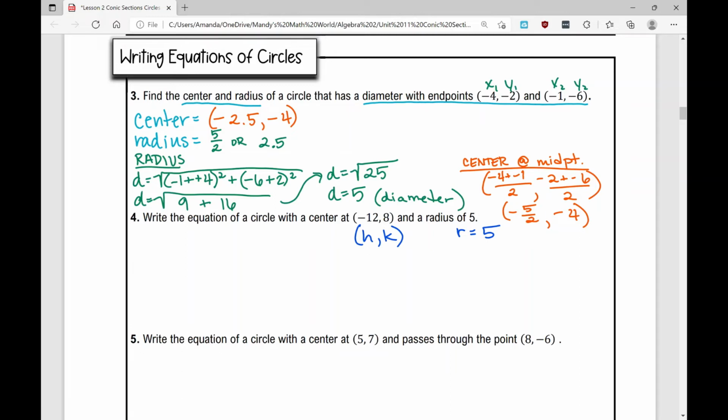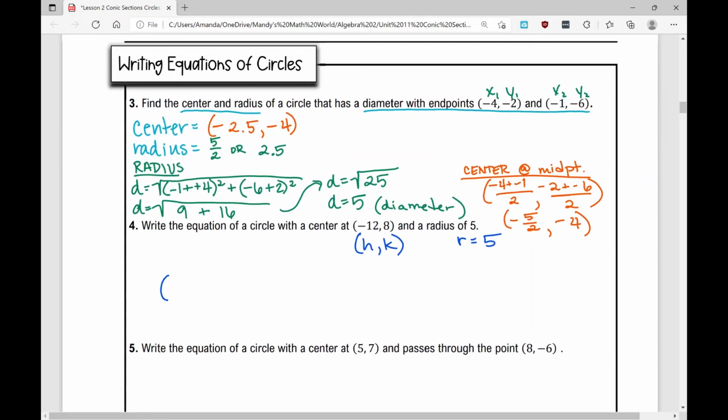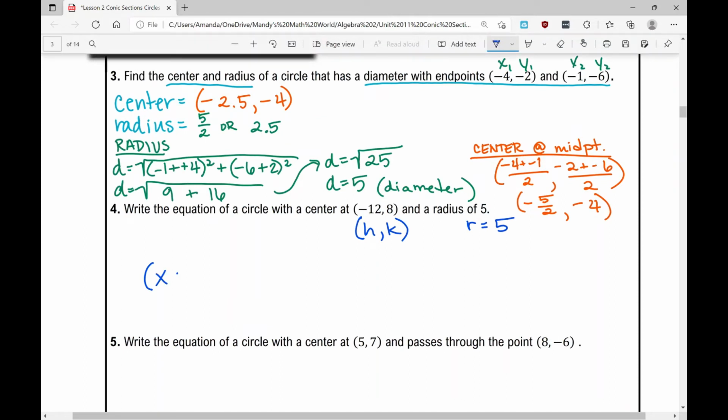So given our formula, x minus h squared plus y minus k squared equals r squared, I'm going to plug in these values. So x minus h would be x minus negative 12, which is x plus 12, squared, plus y minus 8 squared equals the radius squared.